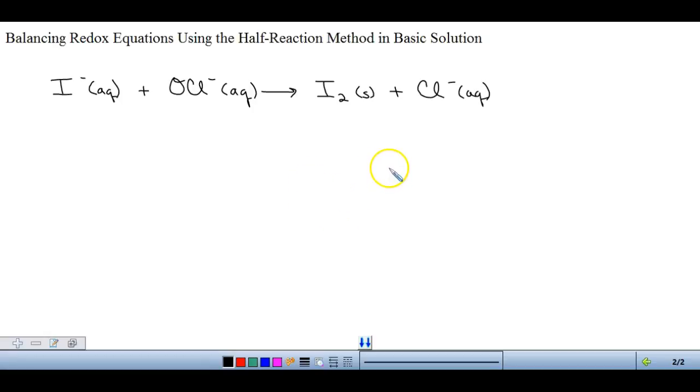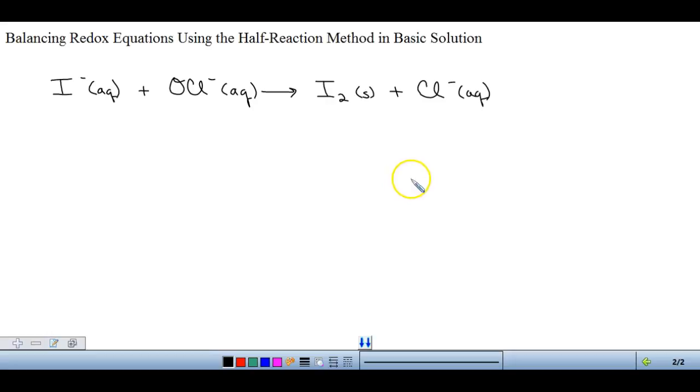In this particular video, we're going to be looking at how to balance redox reactions that occur in basic solution. If you are not familiar with balancing redox equations in acidic solution, I suggest that you first go watch the acidic solutions video and then come back to this one.